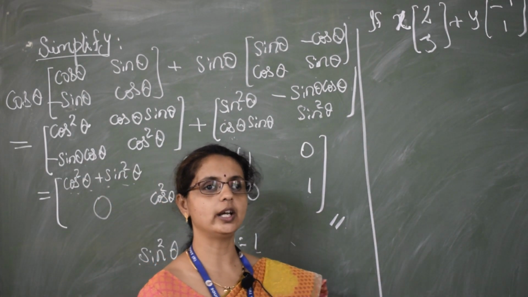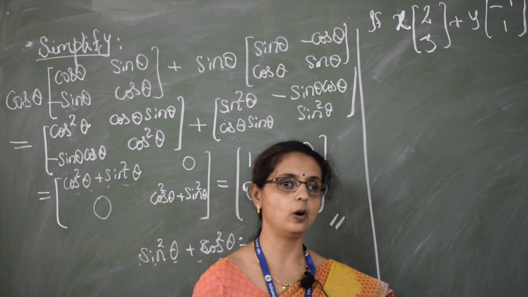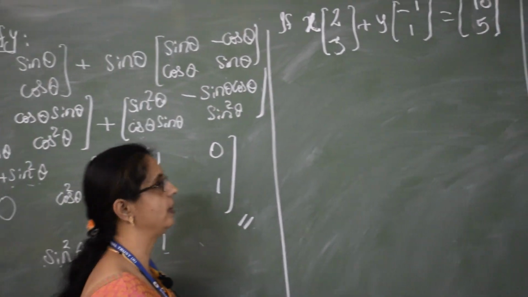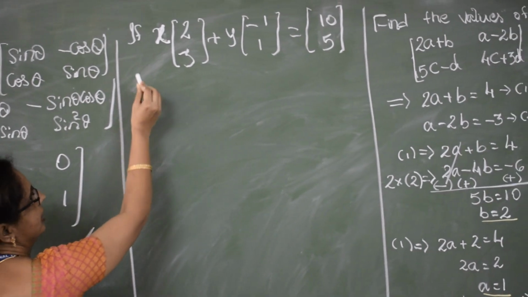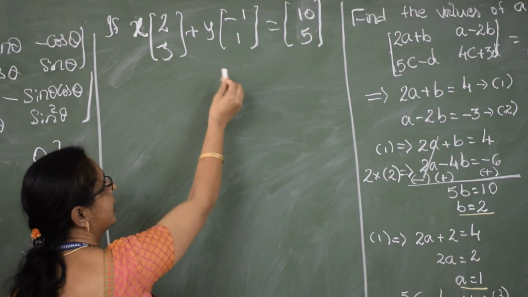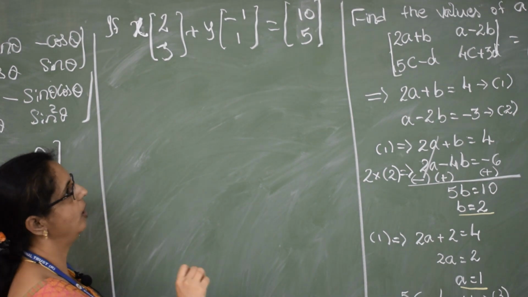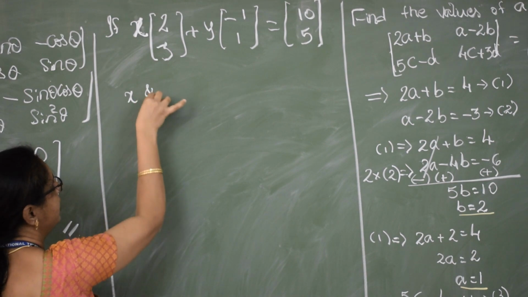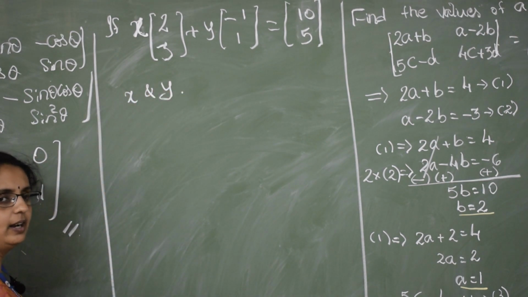Now I am going to take up a second important problem of the theory part, and that most repeated question is this: if x into the matrix 2, 3 plus y into the matrix minus 1, 1 is equal to 10, 5, then we have to find the values of x and y.